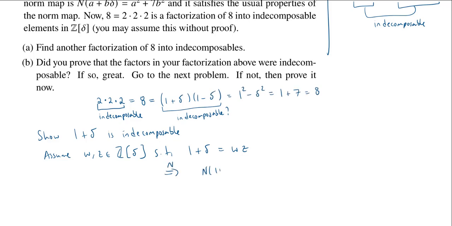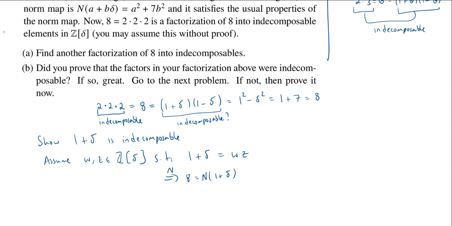Now, the norm of 1 plus delta is going to be 8. Either we see that because, hey, look, this is actually 1 plus delta times its conjugate, and we know that gives the norm, and that's equal to 8. Or you just compute it using this formula we had up here. The norm will be, in this case, 1 squared plus 7 times 1 squared. Okay. Either way, we get that.